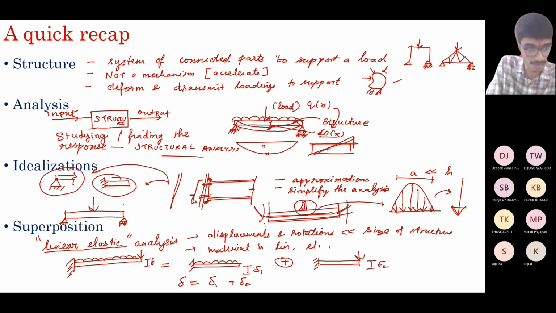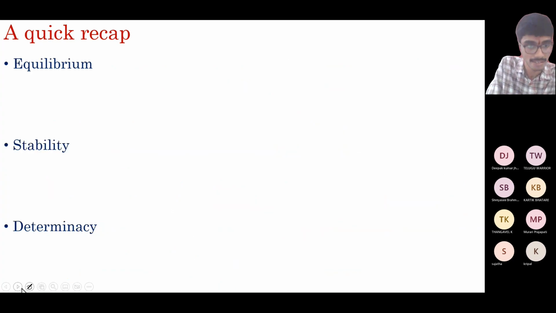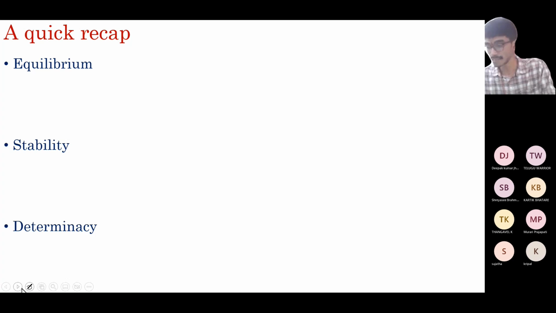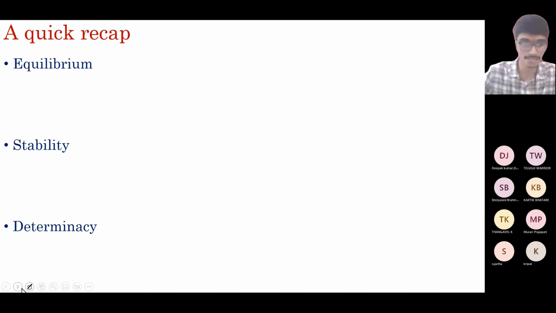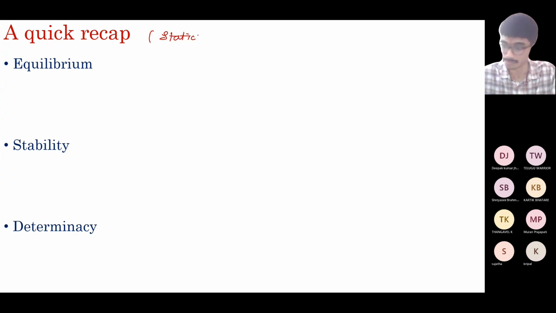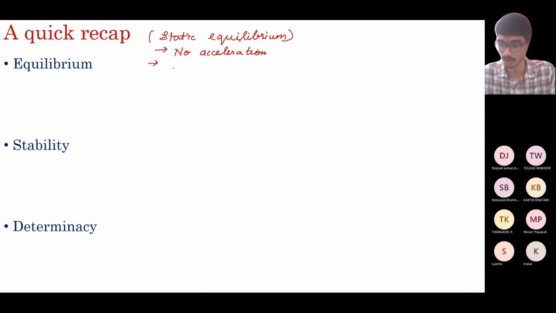So I hope this should be clear because this is quite basic. We get to the next part. The other important concept that we'll be using for our problem solving is the idea of equilibrium. So what is equilibrium? What you may be aware from physics is static equilibrium. We're interested in static equilibrium. Basically no acceleration. That is what defines our structure. There shouldn't be any acceleration, and what this means is forces and moments are balanced.